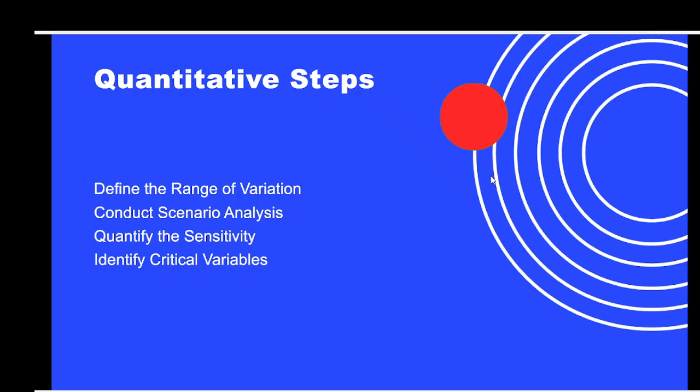Lastly, for identifying critical variables, we analyze the visual data to determine which input variable has the most significant impact on the output.